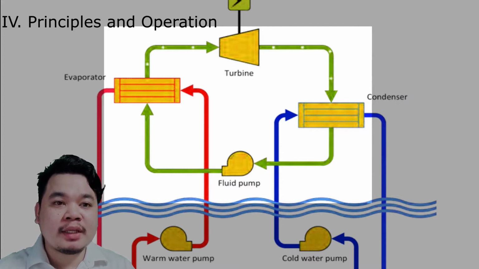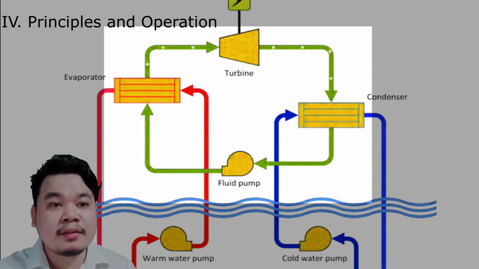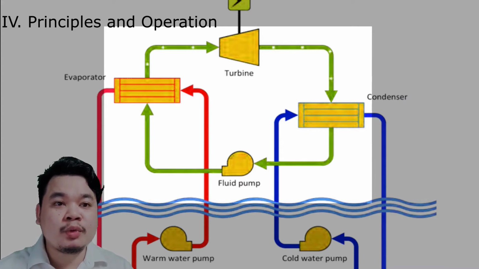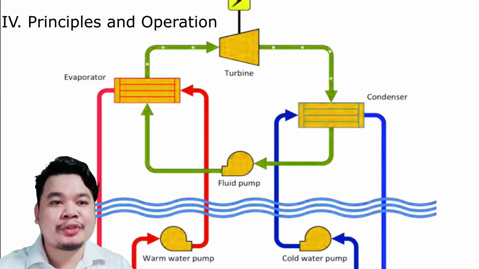Sunod ay pupunta sa turbine. Because of the high temperature and high pressure, napapaikot ang turbine. At ang turbine ay may nakakabit na generator that converts the energy into electricity. Pagkatapos naman niya sa turbine, pupunta ang ammonia sa condenser side. At unti-unting babaguhin ng condenser ang ammonia at gagawin niya itong liquid form ulit, dahil na din sa cold temperature galing sa deep water ocean, at paulit-ulit lang yung sequence ng operation.